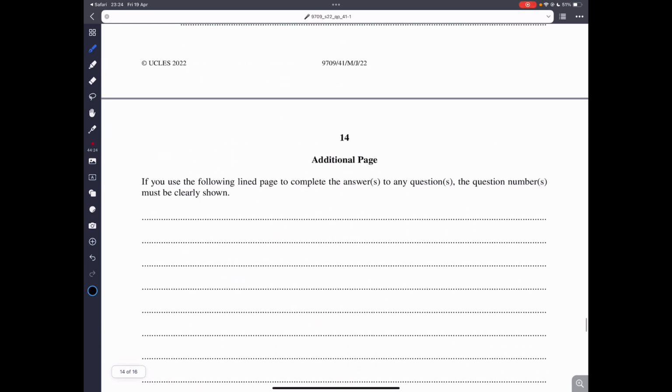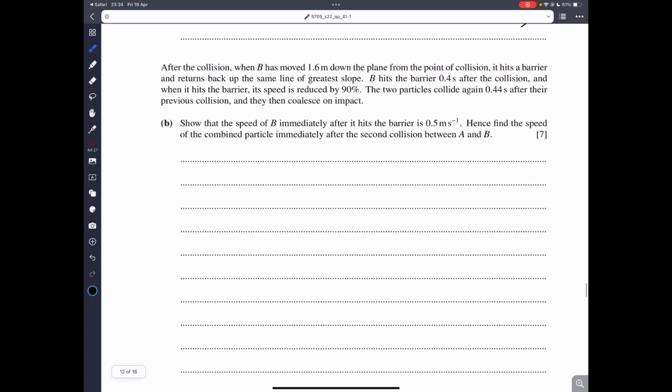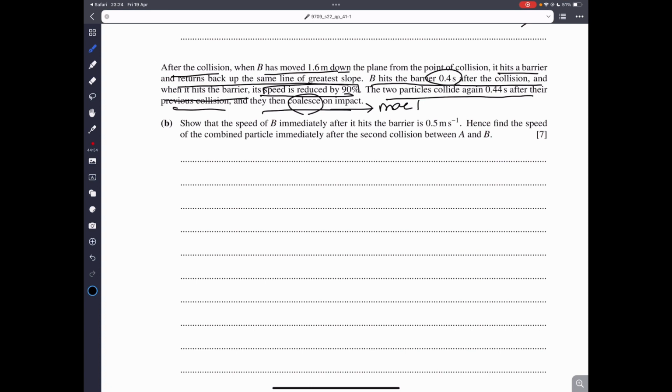So the last one is a 7-marker question. You have to think about this a lot. After the collision, when B has moved 1.6 meters down the plane, it hits the barrier and returns back up the same slope. B hits the barrier 0.4 seconds after the collision, and when it hits the barrier, its speed is reduced by 90%. The two particles collide again 0.4 seconds after their previous collision. They coalesce, which means they will move together after the second collision. So there are two collisions taking place. B will hit the barrier, return back up the slope, and then hit A again, and they'll move together upwards on impact.